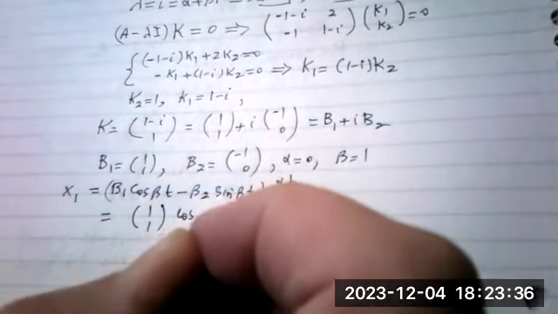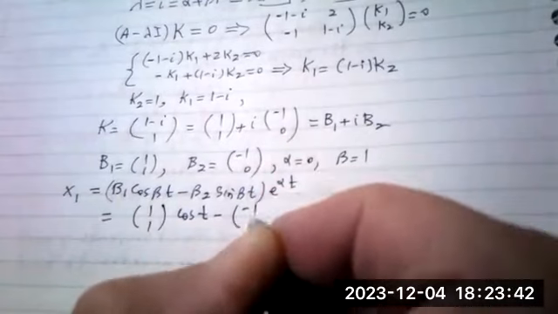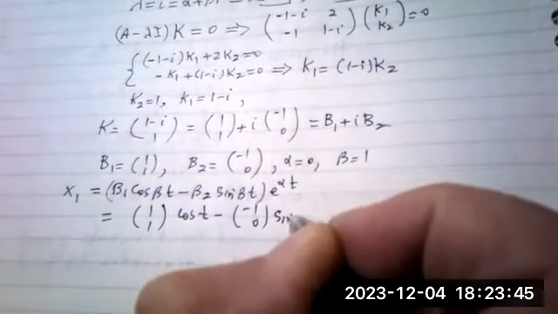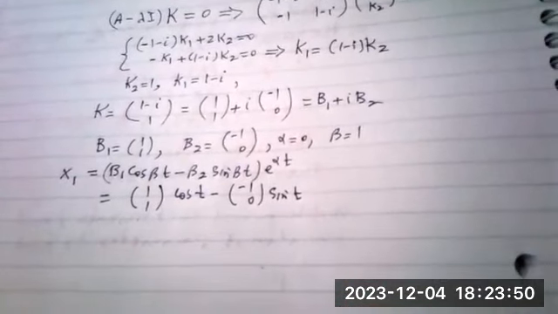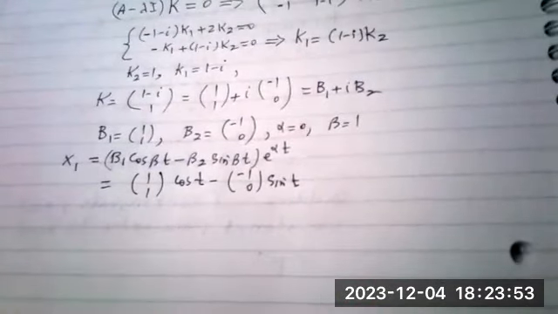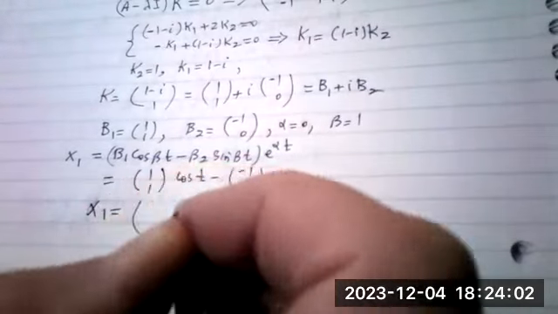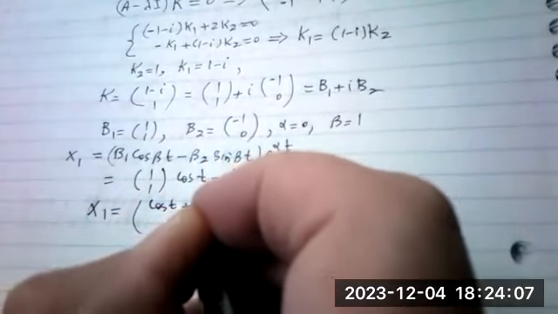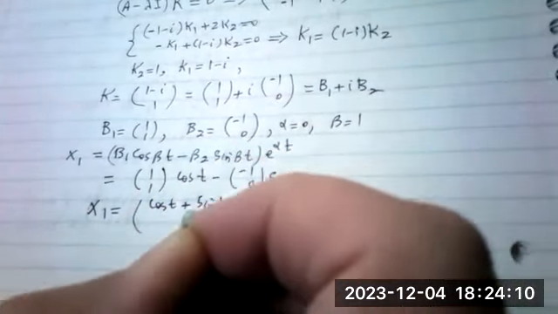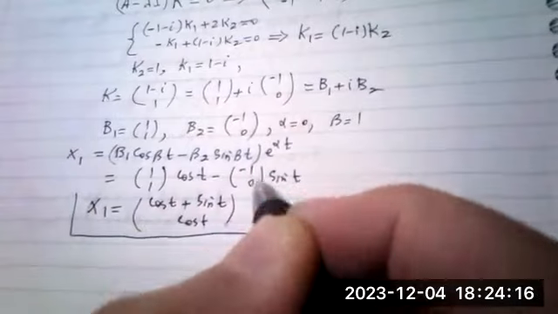Cosine of beta t is cosine of t, minus, the other one is negative 1, 0, sine of t. Since alpha is 0, that's it. So that gives you x1. If you want to put them together, this is going to be your x1. So x1 is going to be cosine of t plus sine of t, first component, and the second component will be simply cosine of t. So this would be x1 of t.